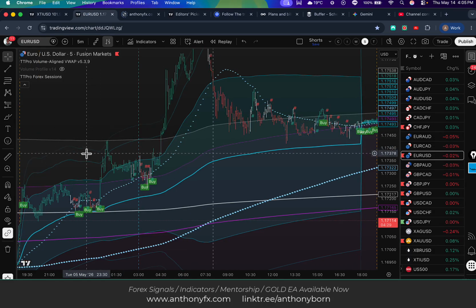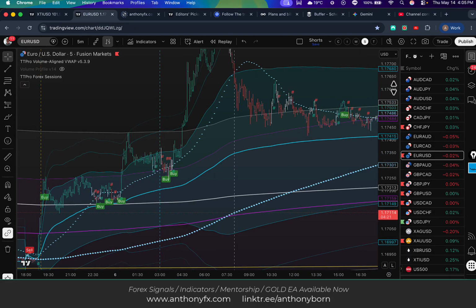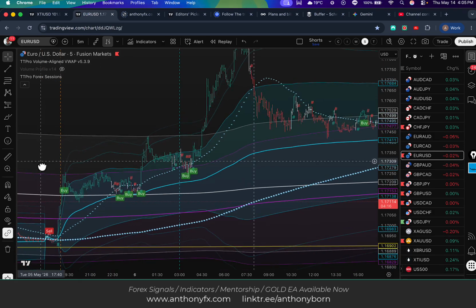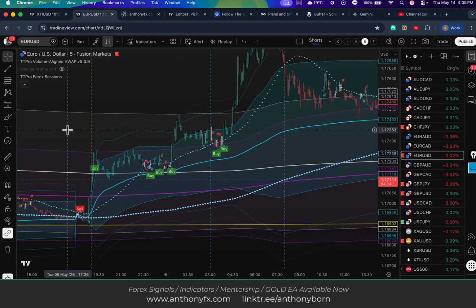Gonna do a full analysis on the Euro Dollar. But before I do, I want to show you something really special. All right, these buy signals you see here. In fact, that sell signal you ignore because that's right before the Asian session. So yeah, you got rules.